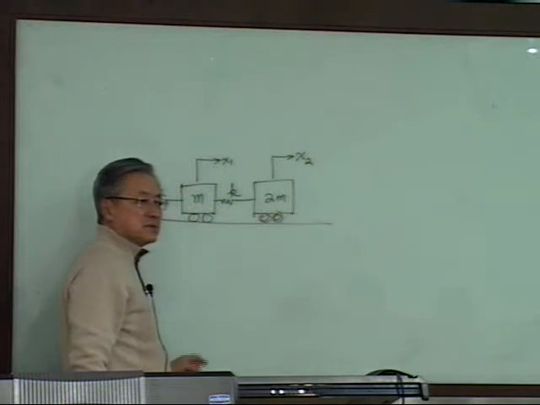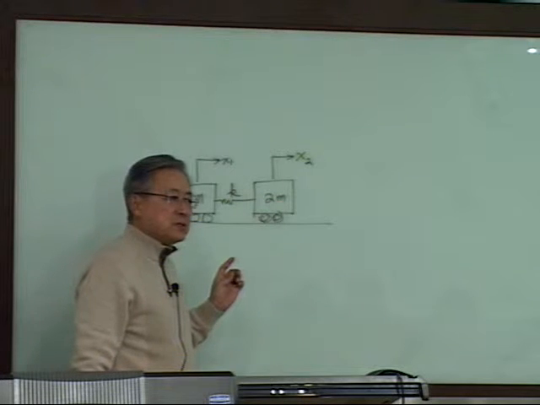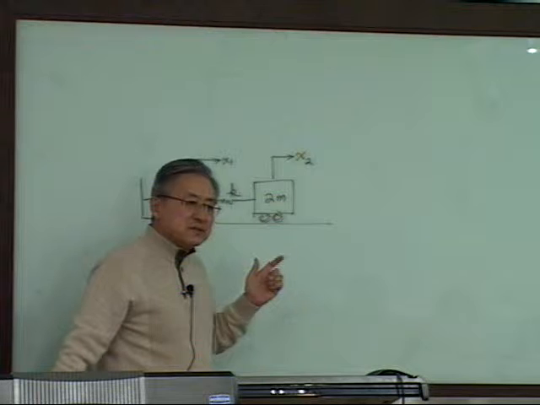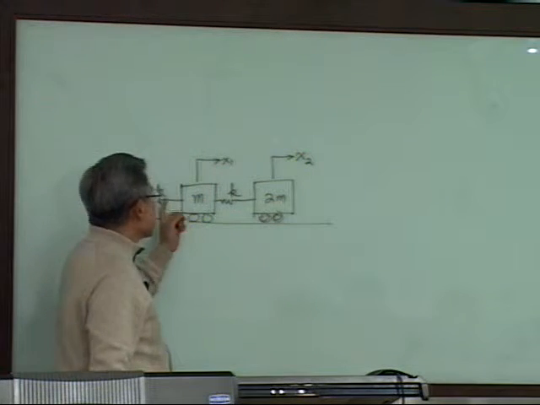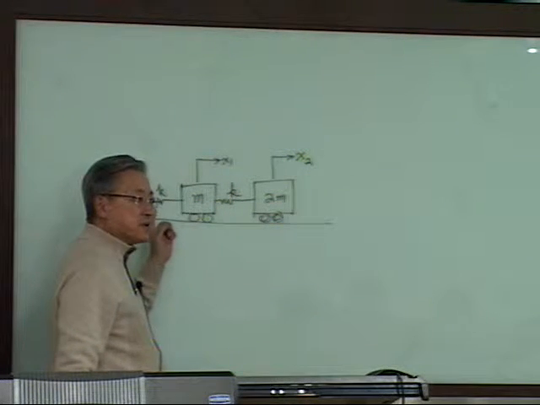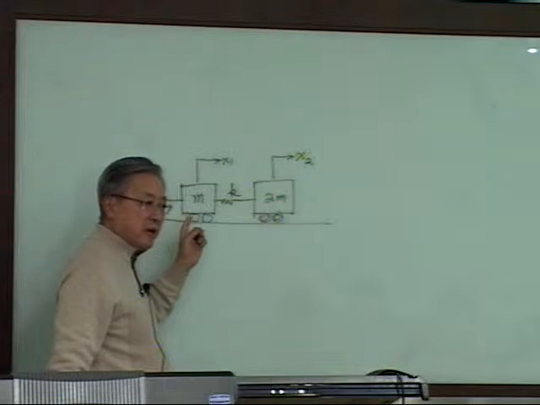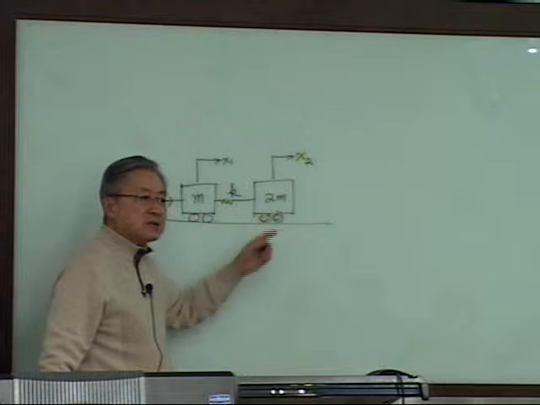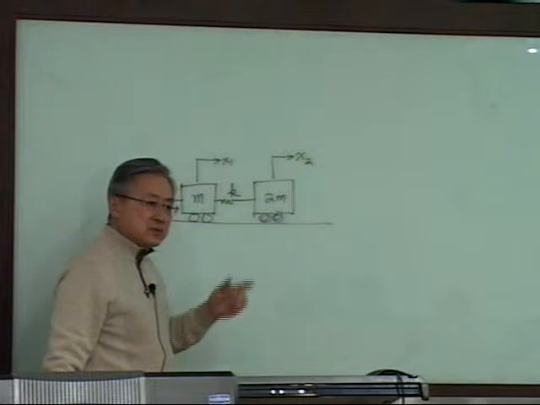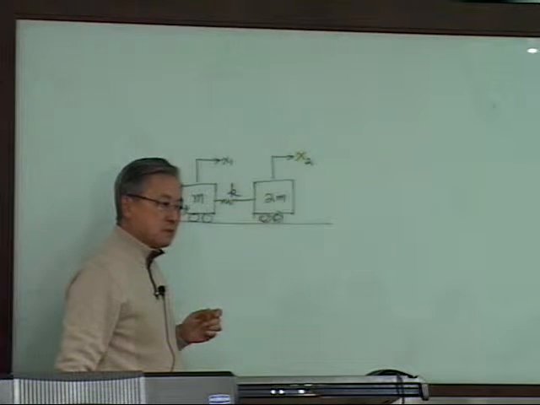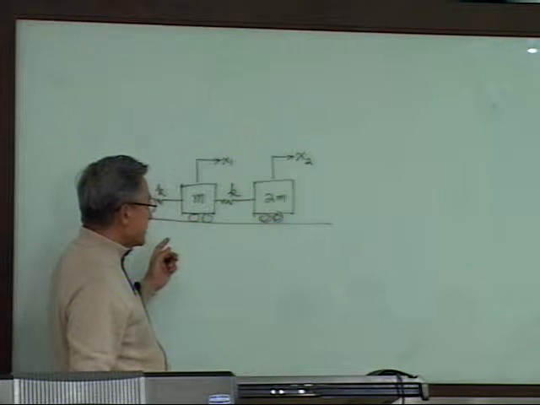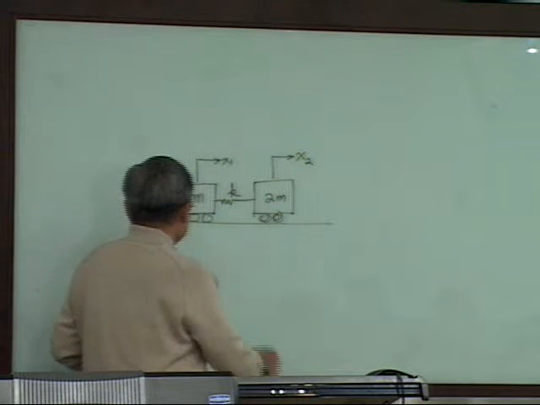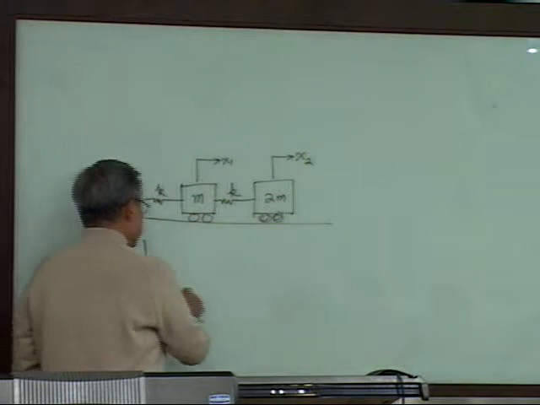To get the equation of motion, all you have to do, the simplest way, is to draw the free body diagram around the mass m and around the mass 2m, then just apply Newton's second law.